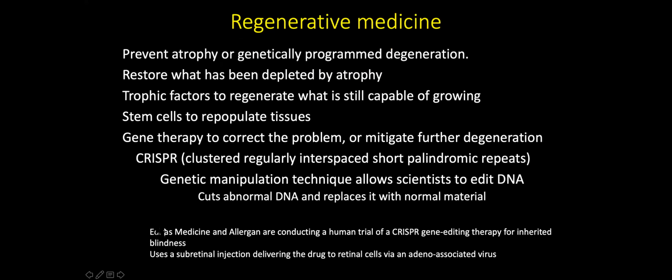The goals of regenerative medicine are to either prevent atrophy or genetically programmed degeneration, or restore what has been depleted by atrophy, to use trophic factors to regenerate what is still capable of growing, and use stem cells to repopulate tissues. Gene therapy may correct the problem and prevent disease or further degeneration of tissues. New techniques such as CRISPR, clustered regularly interspaced short palindromic repeats, hold great promise for the future. This technique allows for the removal of abnormal DNA and replacing it with normal material, editing a specific bit of DNA inside the cell. You heard about this technique this morning from Olivia. This is currently in clinical trials.